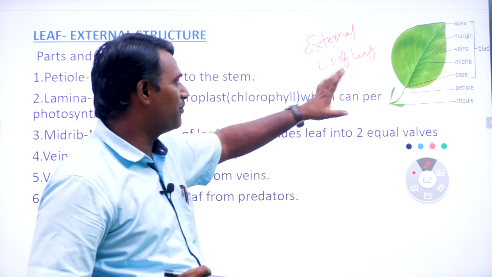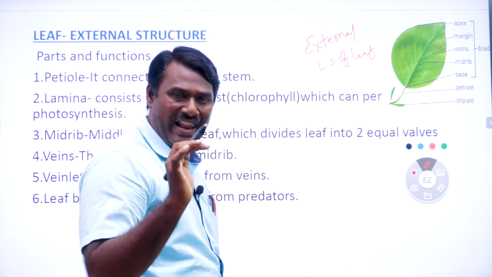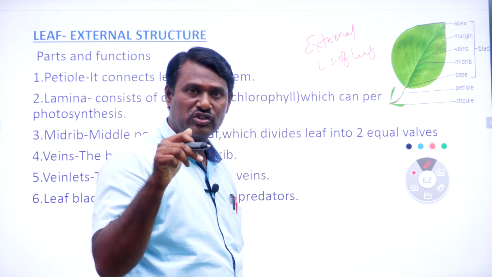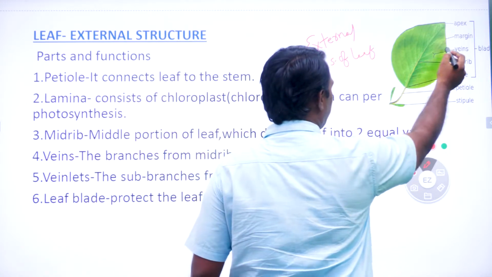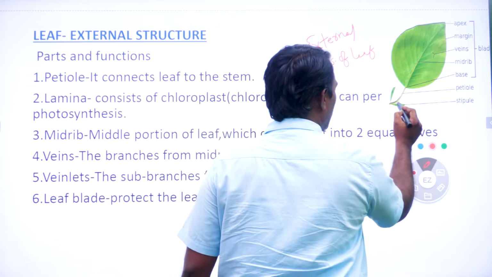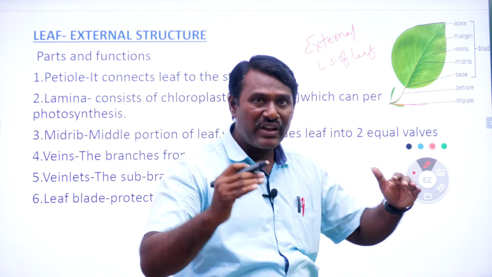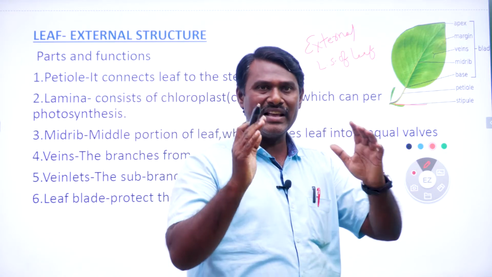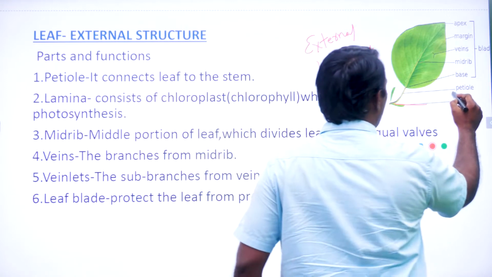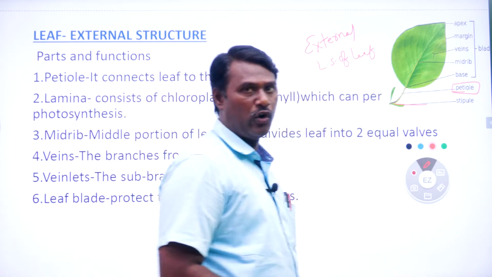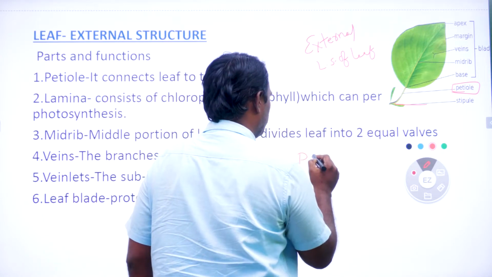So this is the external view of the leaf. When we observe the LS of the leaf, which is required for photosynthesis, it consists of various parts. This is the leaf. The place at which the leaf is attached to the stem is called the petiole.